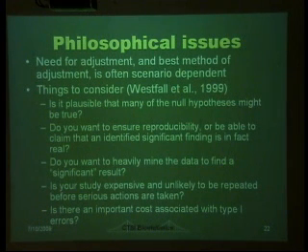Are you trying to heavily mine the data to find a significant result? If you're doing that, you certainly need to consider the multiple testing aspect. Is your study expensive and unlikely to be repeated before serious actions are taken? Then you need to consider the cost of making a decision with or without adjusting for that multiple testing, and consider that reproducibility of that result. And in particular, is there an important cost associated with type 1 errors? If there is an important cost, then you need to consider strict control over any type 1 errors rather than a false discovery rate type procedure, which allows for some type 1 errors.